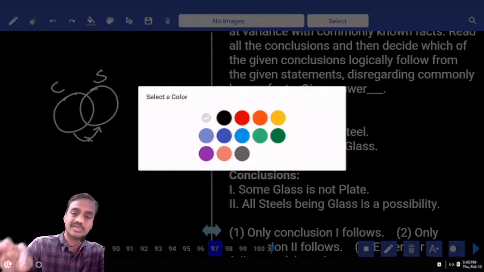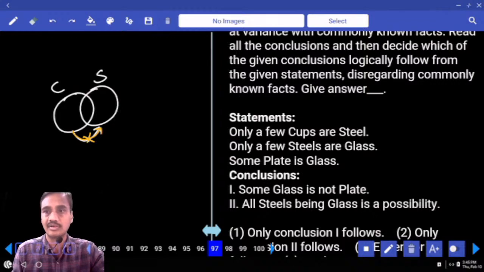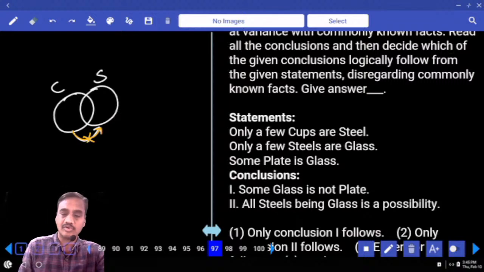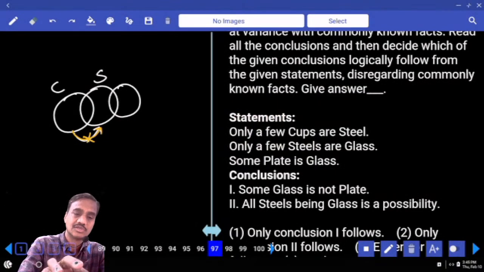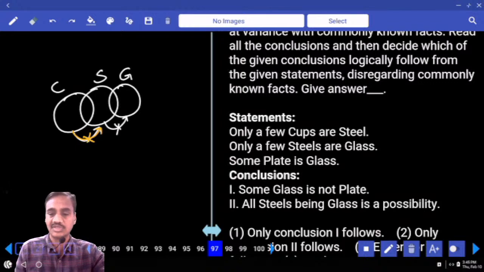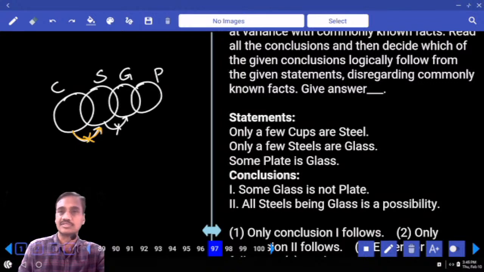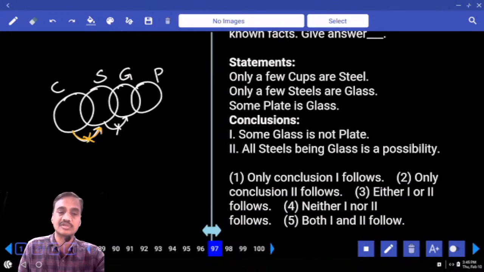Look at the line we are drawing. Now this entire cup cannot be a part of steel. And draw the cup like this and cross it. Then, only a few cups are steel, but not all. And only a few steel are glasses. Only some steel are glasses, not all. And this entire steel cannot be part of glasses. And some plate is glass. Now some plate is glass, plate and glass are like this. Is that right? And coming to the first one, some glass is not plate.